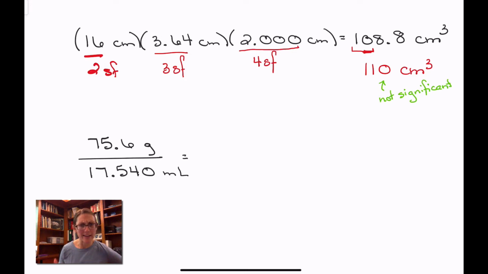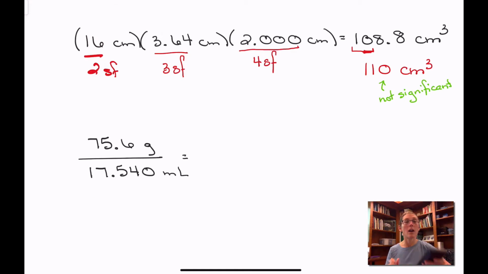Final example, another division problem. 75.6 divided by 17.540. Break out the calculator. Okay, my calculator tells me that this is 4.31015, but I don't actually know the measurement that well. Let's do units and then sig figs. My units here are going to be grams over milliliters.